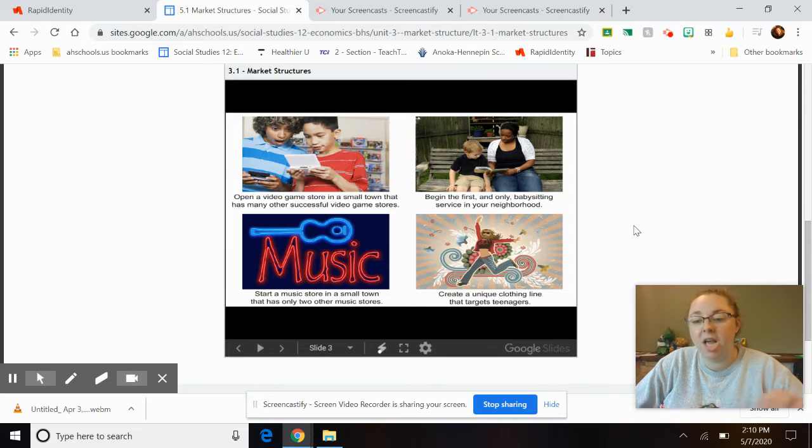I would say the most challenging structure that students have struggled with in the past is monopolistic competition, because they confuse it a lot with monopoly. They're not really the same thing, so it's great.